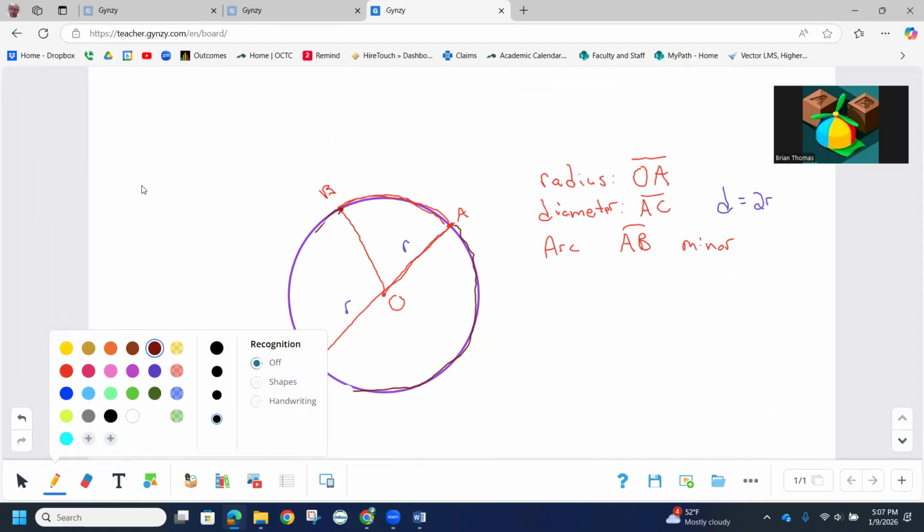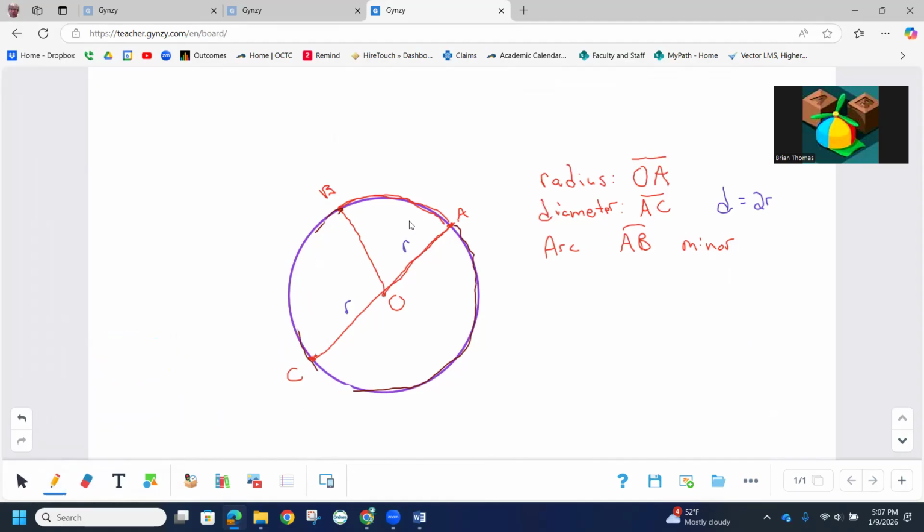So again, if I start at A, go through C, and come up here to B, the flip side of that is called the major arc. So if I say from A to C to B, that would be the other side of that. That's actually considered the major arc.